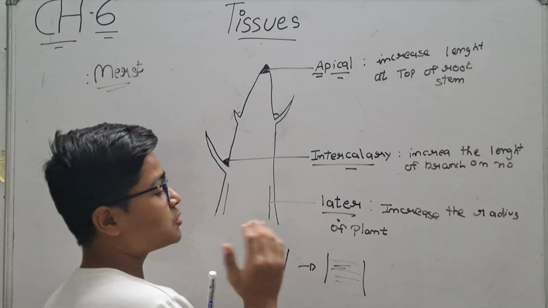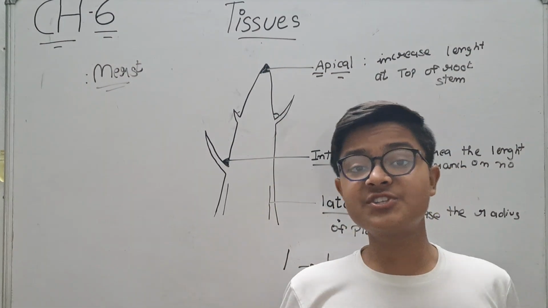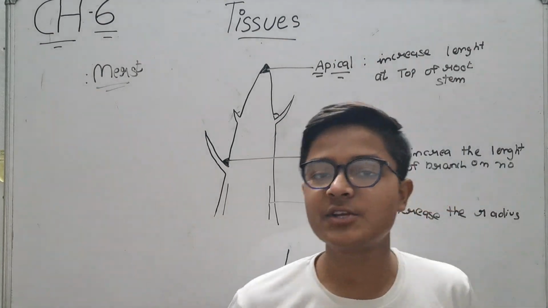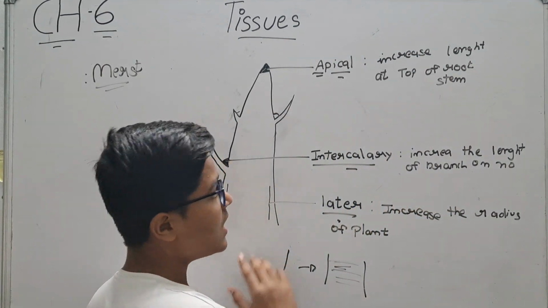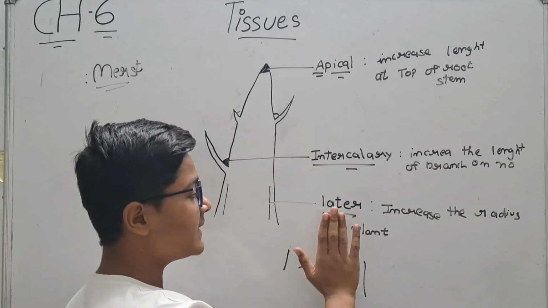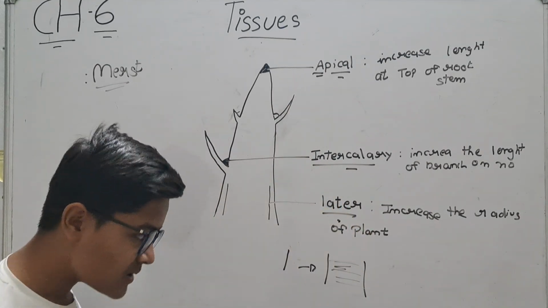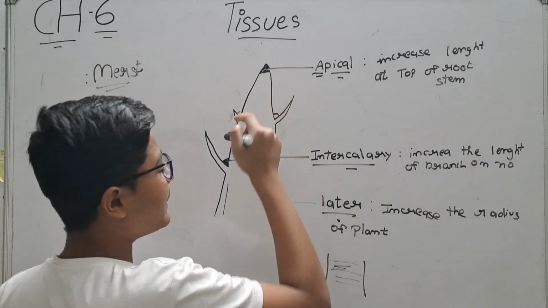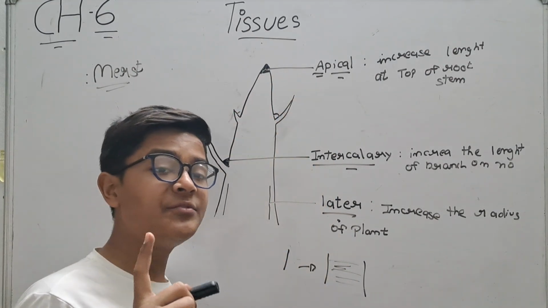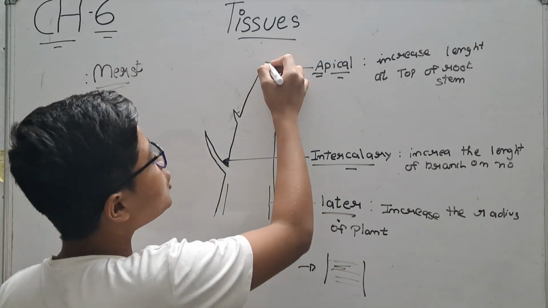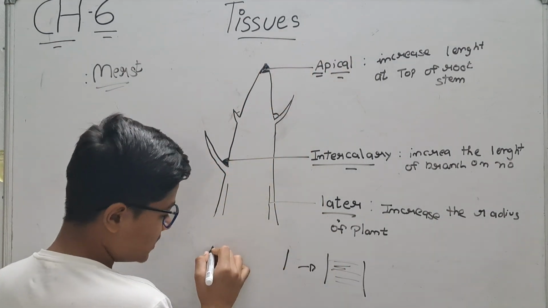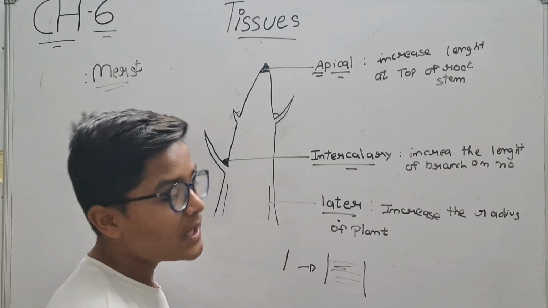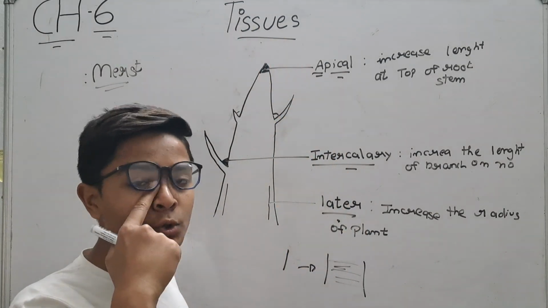So this is the growing of a plant in length, in branches, in leaves. That is called the growing part, and the growing part is known as meristematic tissue. There are three types of meristematic tissue: apical meristematic, intercalary meristematic, and lateral meristematic. Apical meristematic tissue is present at the top of the root as well as the top of the stem. They increase the length of the root as well as the stem.